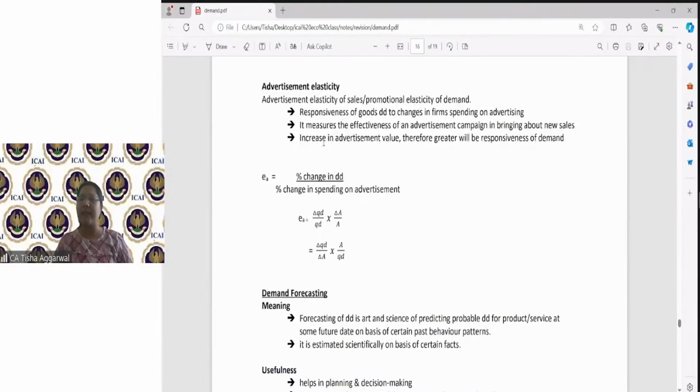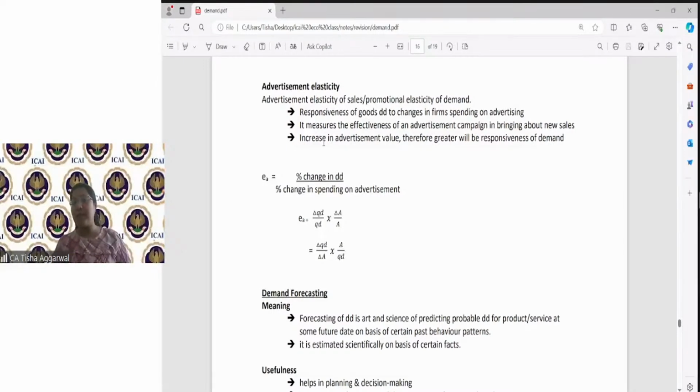Next is the advertisement elasticity. Please understand, in today's market, in today's business system, advertisement creates a major change. So the responsiveness of the demand for goods to a change in the firm's advertisement is what is known as the advertisement elasticity.